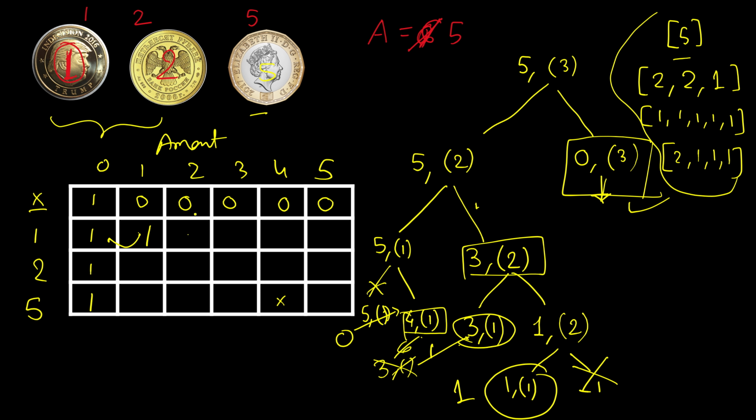Now same thing here. 0 plus 2 minus 1. So we look at this value, 1, 1, 1, 1. So intuitively also you can see that if you have just 1, there is only one way to make these denominations. Here you take one coin of 1, here you take 2 coins of 1, and so on. Now let's come here.